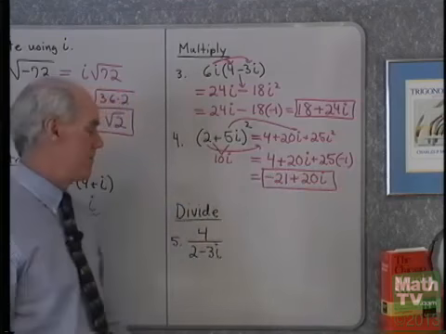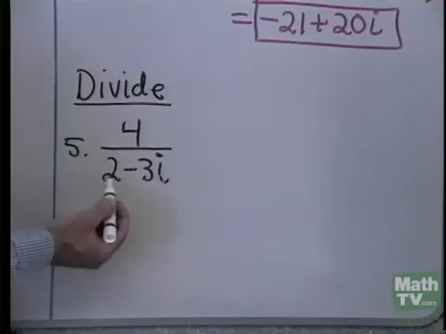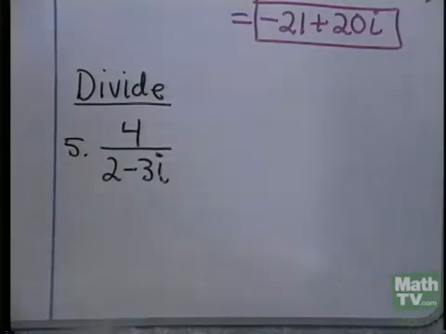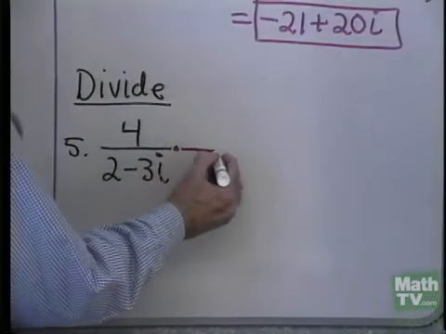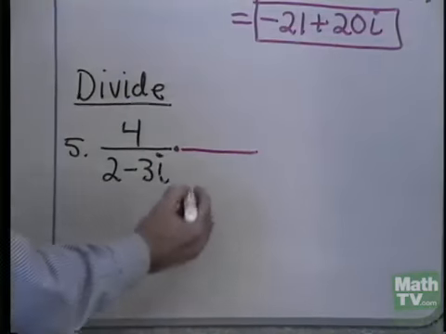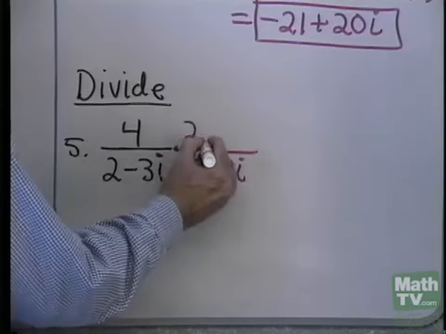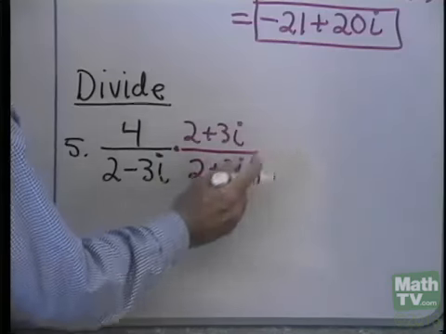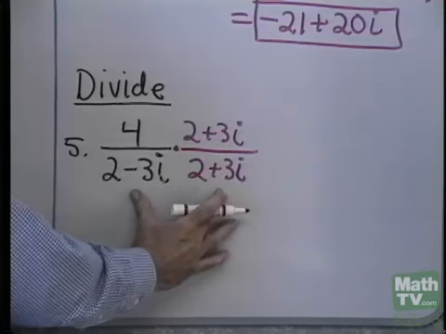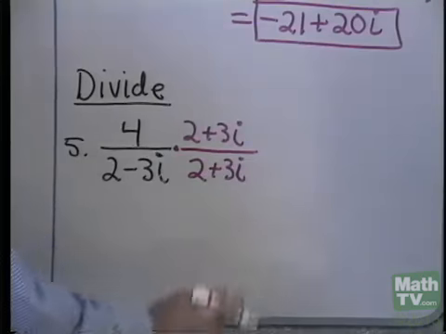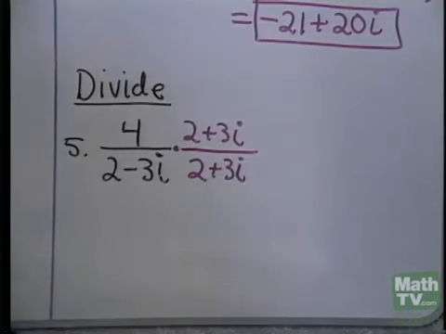Here's a division problem. 4 divided by 2 minus 3i. We'll accomplish this by a method similar to rationalizing the denominator. We'll multiply the numerator and denominator by the conjugate of the denominator. What this does is get rid of all the i's in the denominator, because remember, i is a square root. It's the square root of -1.